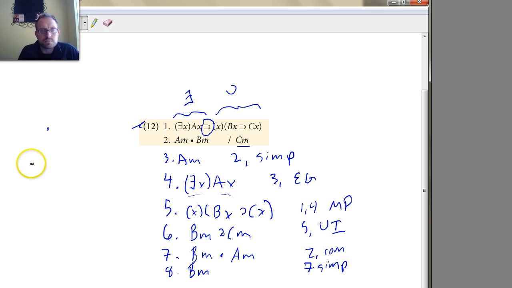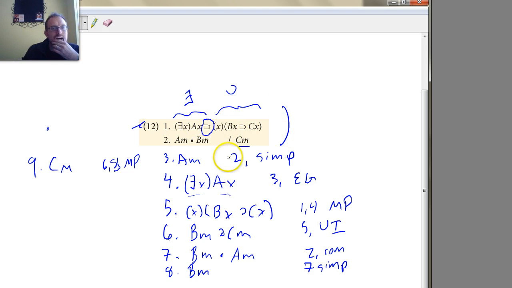You can see here, I'll write line 9 up here. Since I have this, and I had the BM, then CM, I can conclude CM utilizing lines 8 and 6, or let's go 6 and 8, modus ponens. Okay? And that was how we completed this problem here. So that wasn't really too difficult. The trick here was to recognize that you could use modus ponens on line 1, right?